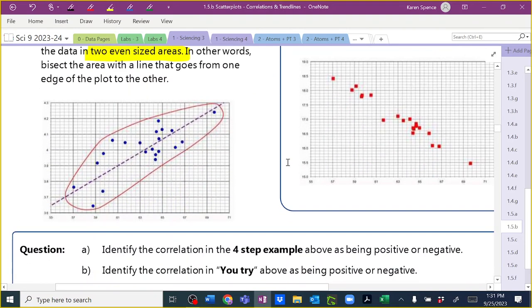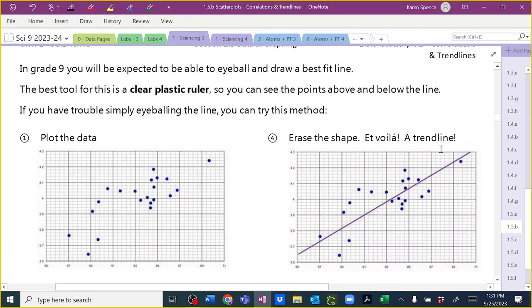Sorry, having a moment. All right, so we have now divided our area in half. We have the part that's above and the part that's below, and that's going to be our trend line. Once you've done that, you'll get rid of the shape you've drawn around the outside because that's not really a part of your graph. So the next step would be I've drawn my trend line and now I get rid of the shape. Okay?